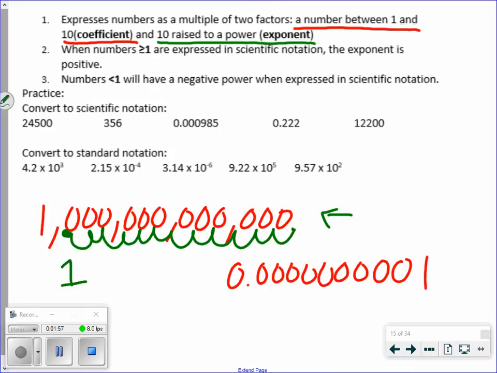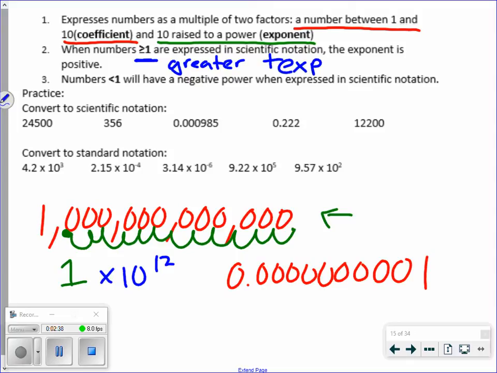Okay, everybody with me so far? The next part is going to be the 10 raised to a power. So how we write that is, we're going to say times 10, okay? And I just want you to tell me how many times did I move my decimal? I didn't even count, so 12 times? Okay, I moved it 12 times. So if it is a number that is greater than 1, that exponent is going to be positive, okay? So this is times 10 to the 12.